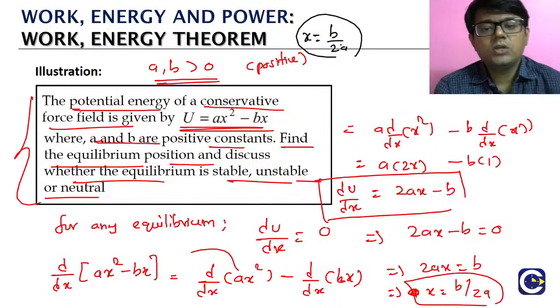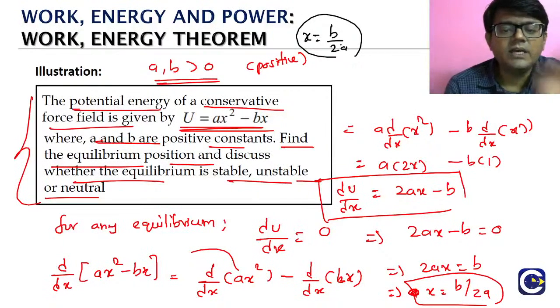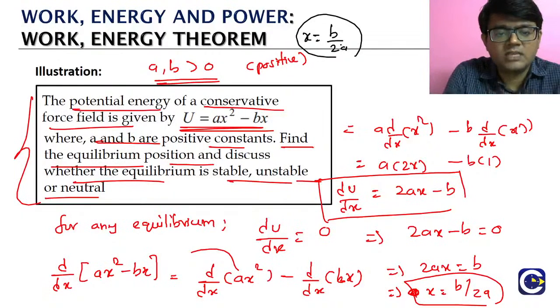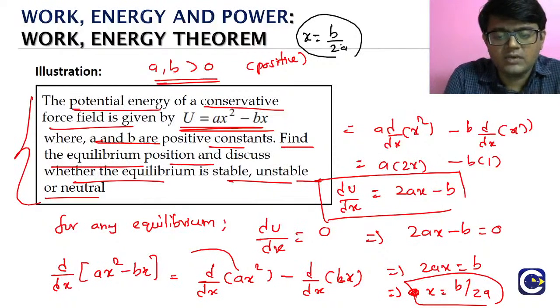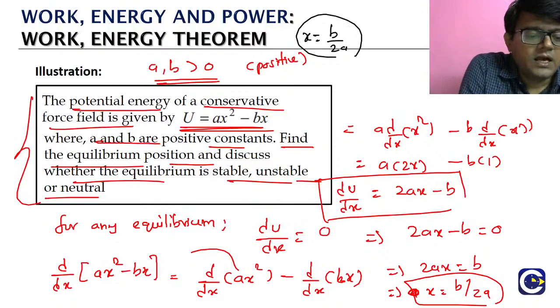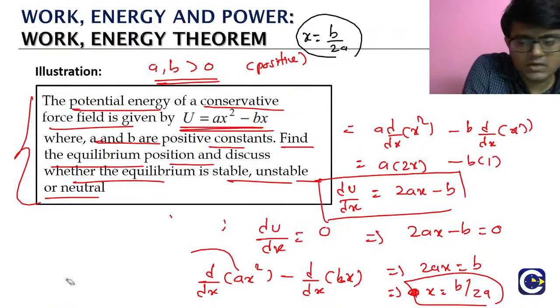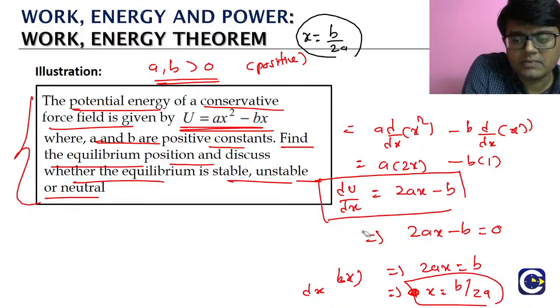How do you calculate the equilibrium position? When asked, the first thing is to take a derivative of the given expression and equate to 0, that's all. Because what is the first condition for equilibrium, whether it is stable, unstable or neutral? The first condition is that the derivative of the potential energy function will be 0. If we equate, from that we will be able to find the position where we have the equilibrium. Okay, we got it. So the position where we have equilibrium is x is equal to b by 2a.